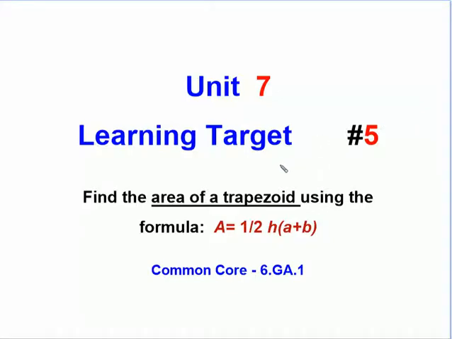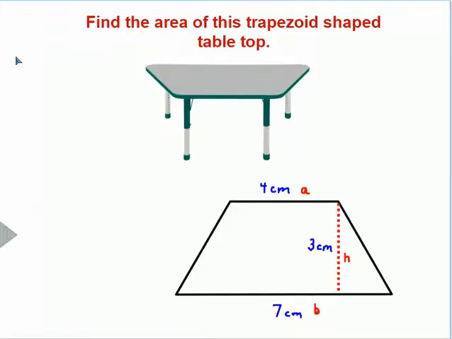Unit 7 learning target number 5. Find the area of a trapezoid using the formula area is equal to 1/2 times the height times a plus b. So we're given a problem here to find the area of this trapezoid shaped tabletop.